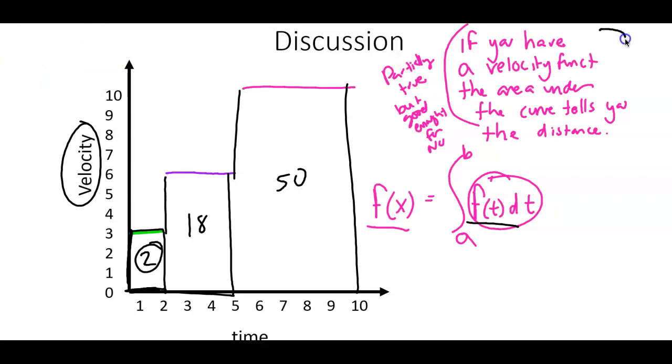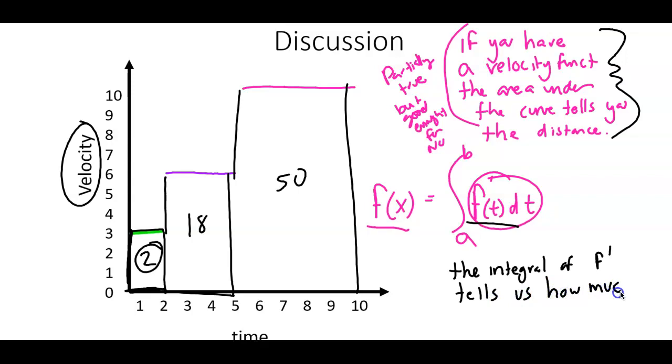So now I worded this in such a way as to connect it to our word problem, but now I'm going to word it in a more general format. So basically then, the integral of a derivative, we'll just say the integral of f prime tells us how much f has changed over time. This is what we call the net change.